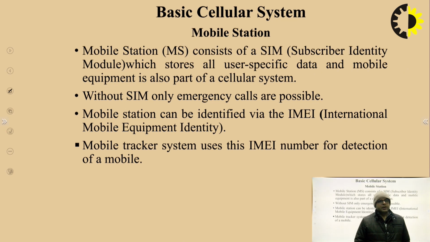Mobile station can be identified by the IMEI number, which stands for International Mobile Equipment Identity. Through this IMEI number, the subscriber can be easily tracked, whether its mobile is existing at a particular time. So, this IMEI number provides a unique feature for tracking of mobile system.